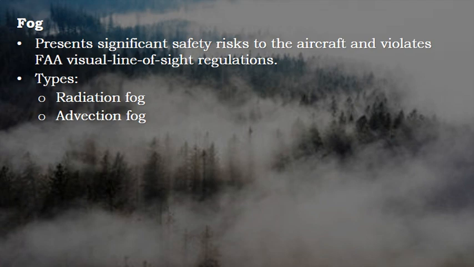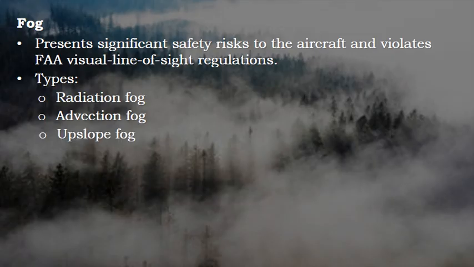Advection fog forms when warm, moist air moves horizontally, advection, over a cold surface, causing the air to cool from below to its dew point and condense into fog. Unlike radiation fog, it can persist for days and form under cloudy skies with moderate winds. It is common along coastlines and over snow-covered ground.